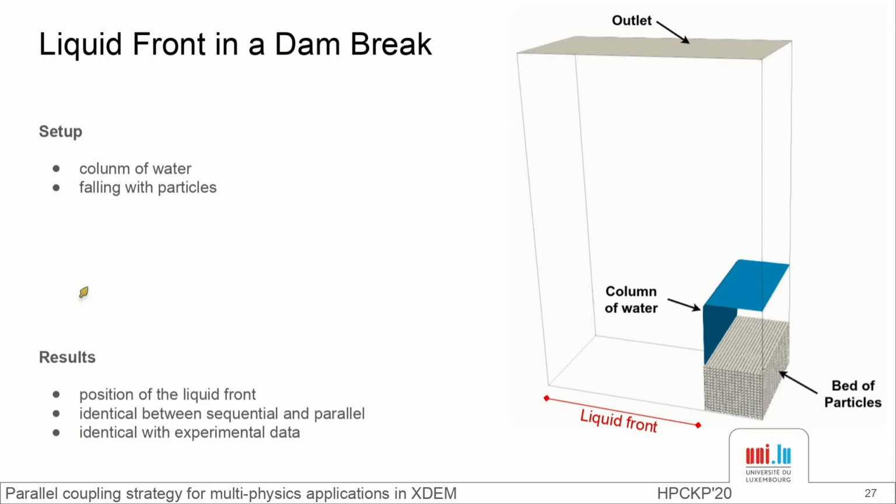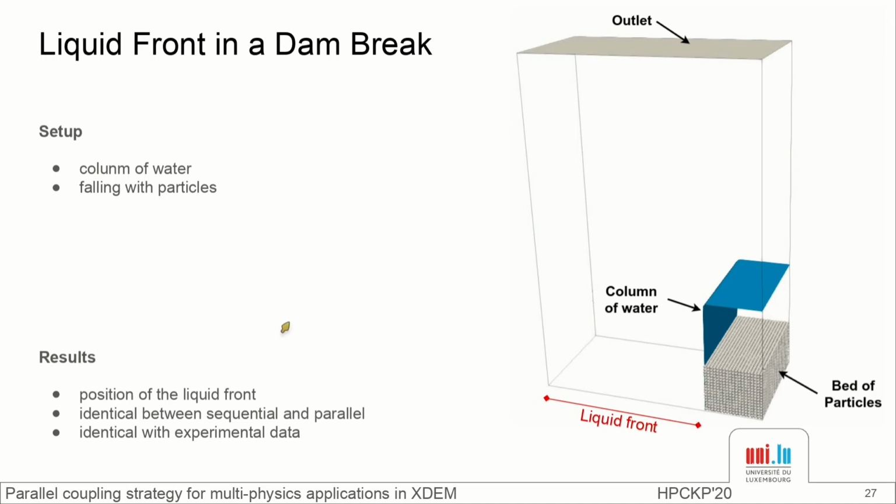Another validation example, we take this classical example from the literature, which is the dam break example. The dam break is about a column of water, and we inject within this column some particles, and we let it fall. What we're going to be interested in that case is the liquid front, which means the position of the first part of the water.